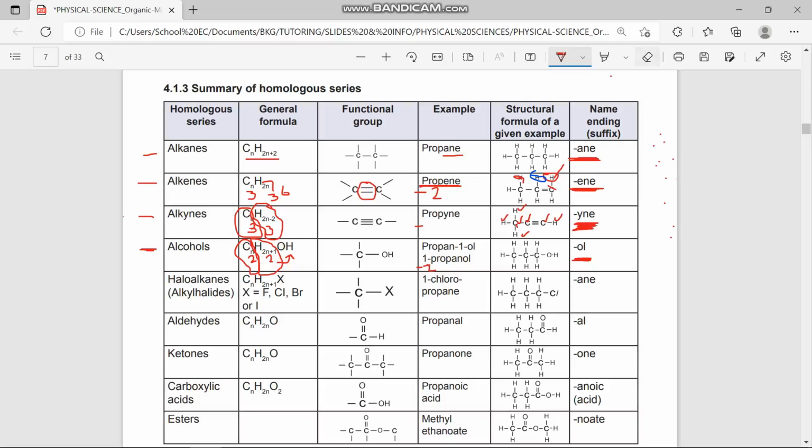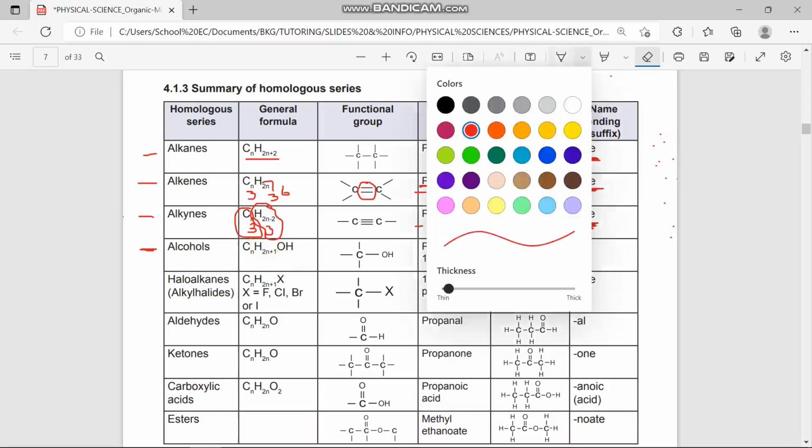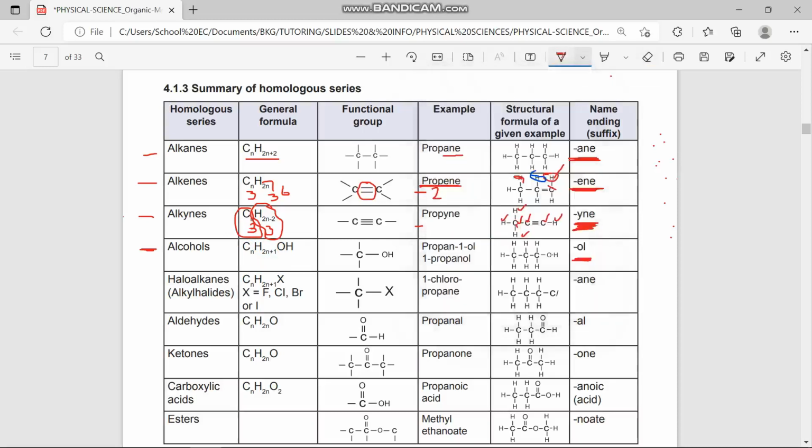So let's go to our structural formula and see if it's correct. Our structure for propanol here: how many C atoms? We have C because of prop, and we have 3 again. So C3, let's go and see if we're 3.